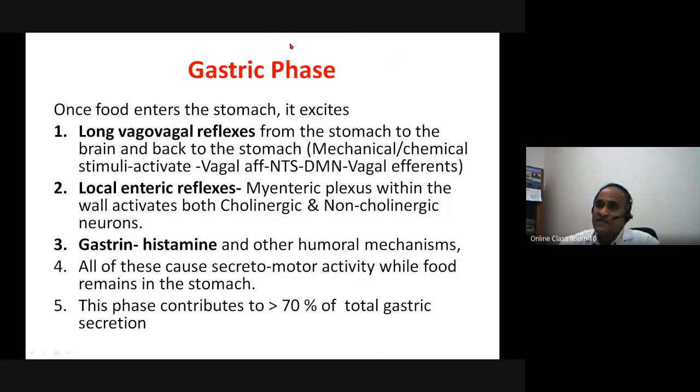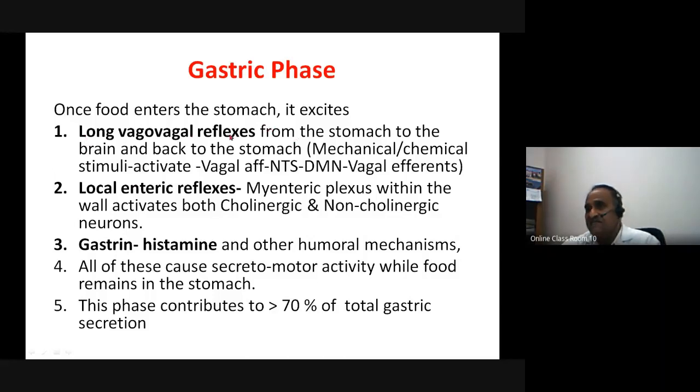Gastric phase. The gastric phase is the major portion, amounting to 70% of the total gastric secretion. That means the major quantity of the secretion comes from the gastric phase. The gastric phase has three important components. One, it is generated by the vagovagal reflexes.